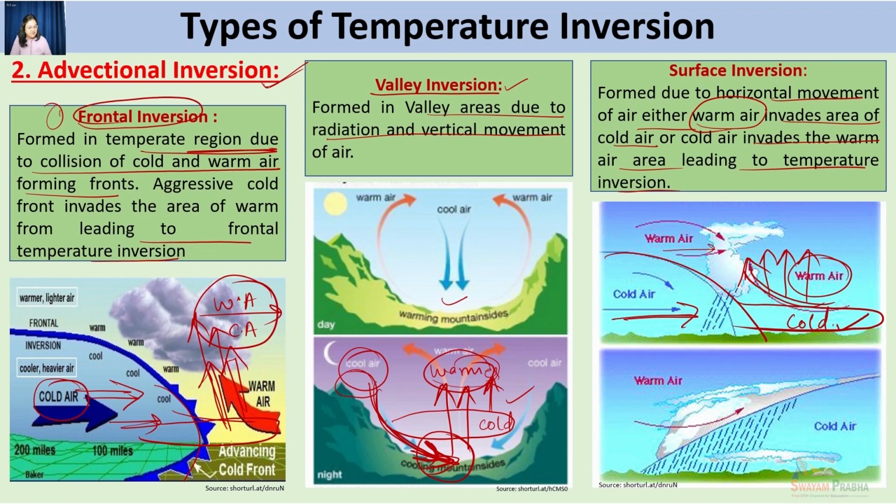So in both the cases, when the warm air becomes aggressive, then also the temperature inversion occurs because the warm air aggressively moves upwards, leading to precipitation. And then when the cool air becomes aggressive and moves to the warm air region, it also leads to the formation of fronts and to the temperature inversion conditions. So these were the types of advectional inversion.